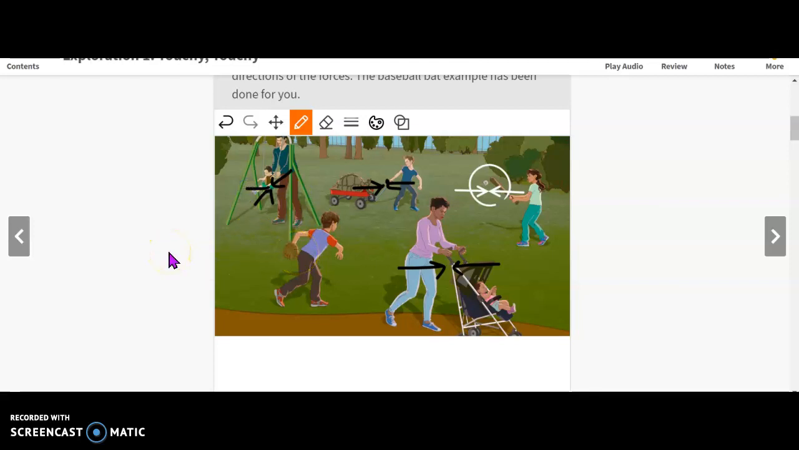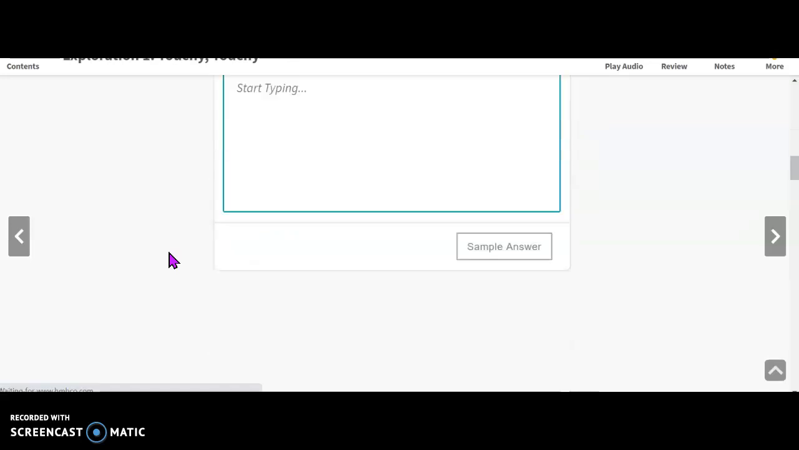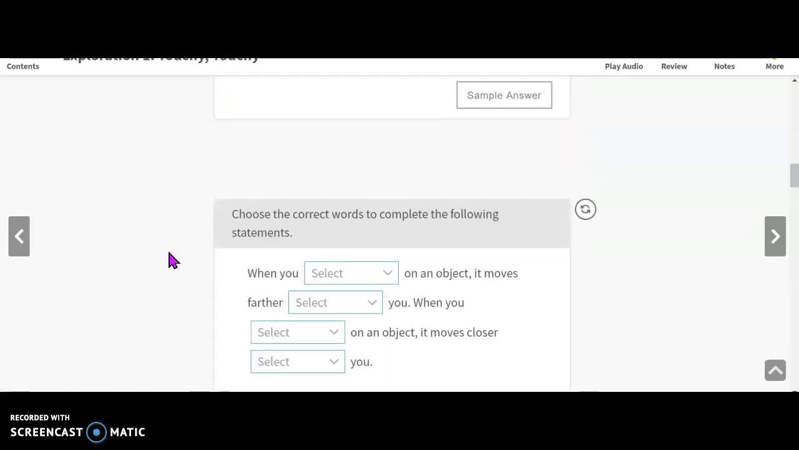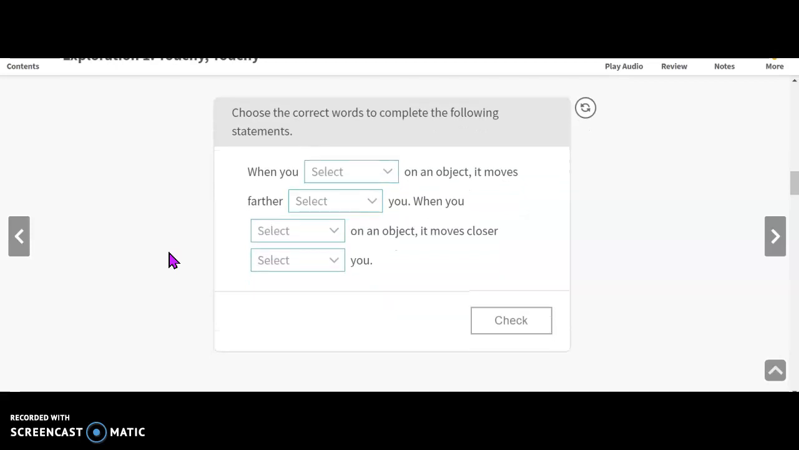Okay. Now let's look at number 3 at the bottom of this page, wherever it may be. Here we go. It says, when you blank on an object, it moves further blank you. Well, when you push or pull on an object, it moves farther toward you or farther away from you. Farther away from you makes sense in that spot. When you blank on an object, it moves farther away from you. So when I'm trying to get something to move away from me, do I push it or do I pull it? I push it. So when you push on an object, it moves farther away from you.